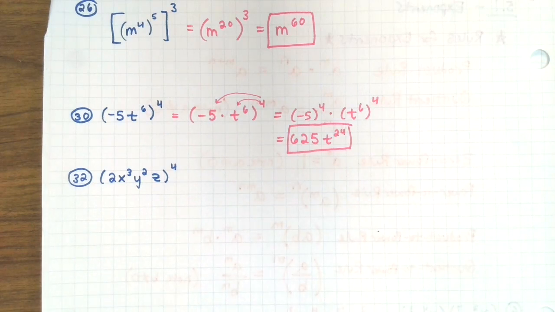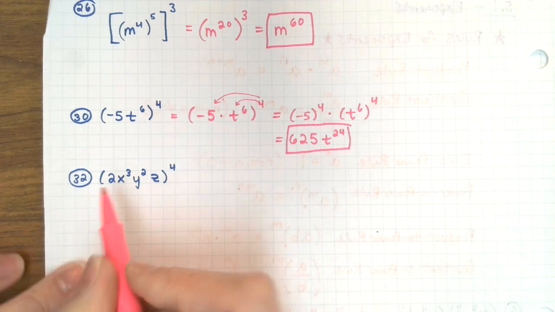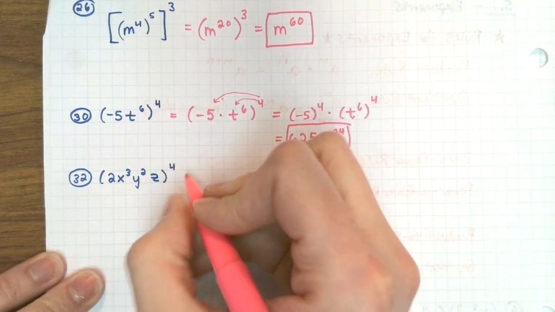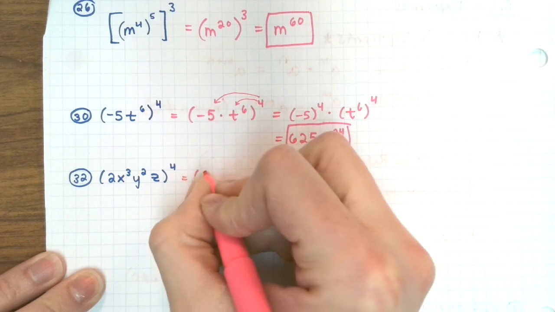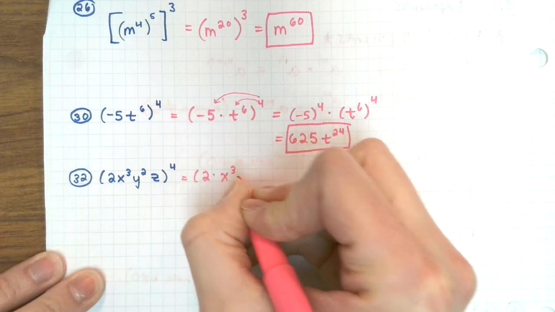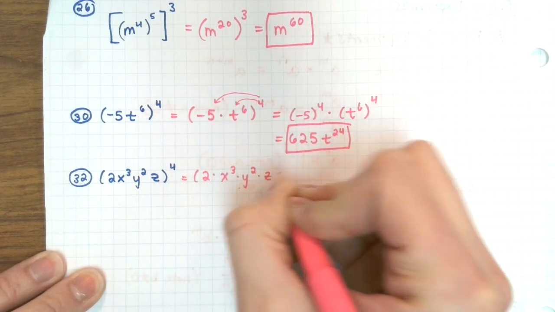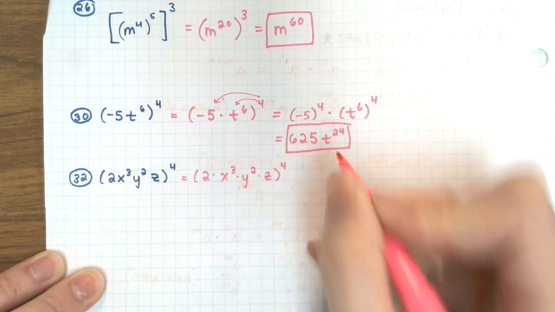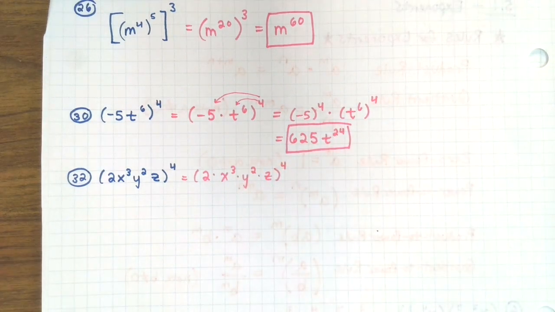32 is a little bit more involved than number 30 because we have a lot of factors going on inside the parentheses. So again, I'm going to take the time to just rewrite this. You don't have to necessarily do this when you work on the practice on your own or when you do the quiz or even when you take the test, but it's not a bad idea just to help keep your work a little bit more organized.